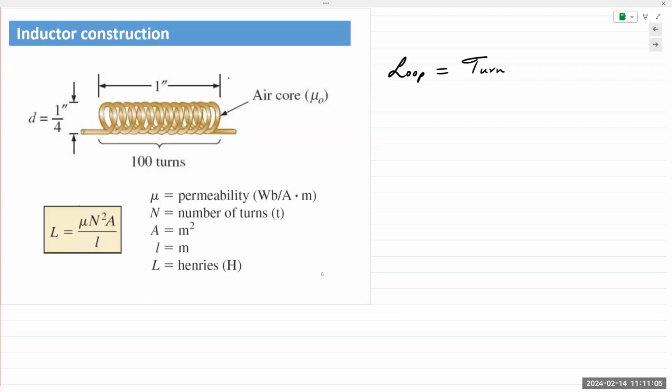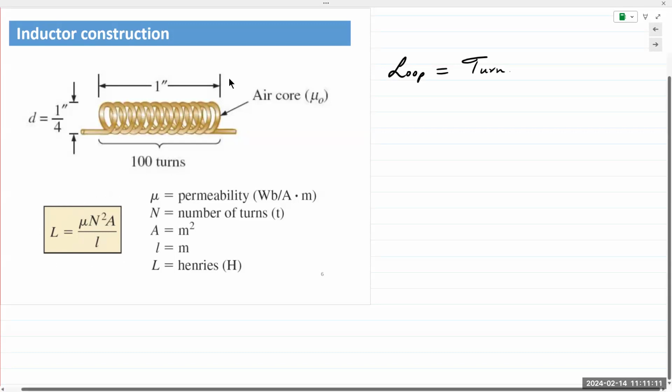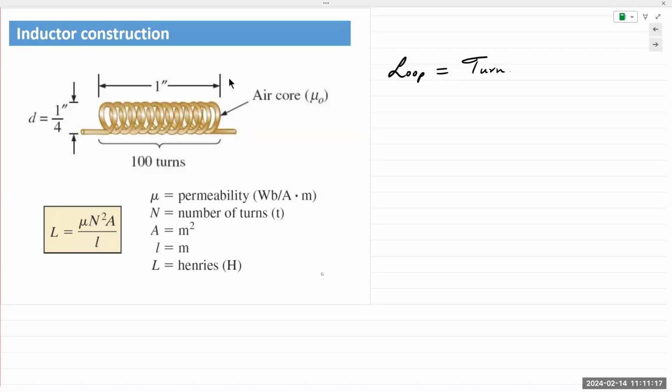So the equation for an inductor is given by this: L equals mu N square A over l. Uppercase L is the inductance. Lowercase l is the length of that inductor, measured from end to end of that spiral coil. It looks like a 1, but it's the length of that inductor.